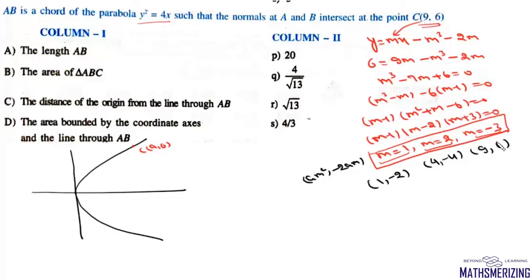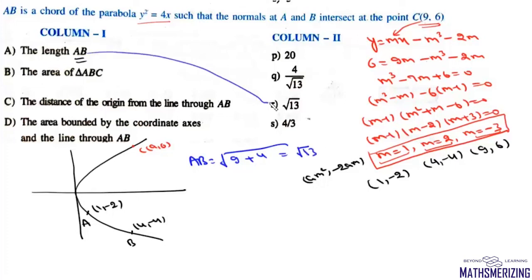So that means this point C is 9 comma 6, and then we have 2 points, one of which is 1 comma minus 2 and that's your suppose A. So A is 1 comma minus 2 and B is 4 comma minus 4. Now the first question is we need to find the length of AB. So length of AB will be under root of, now this is 3 square 9 and then it will be 2 square 4. So it should be under root of 13. So this A is matched to R.